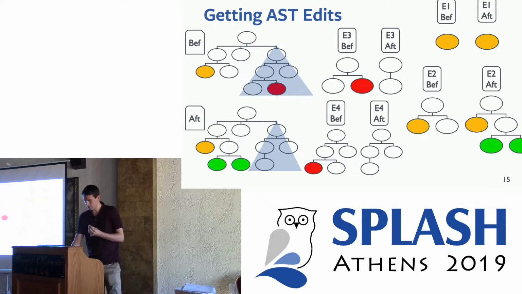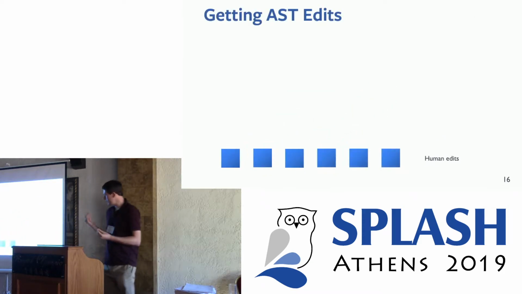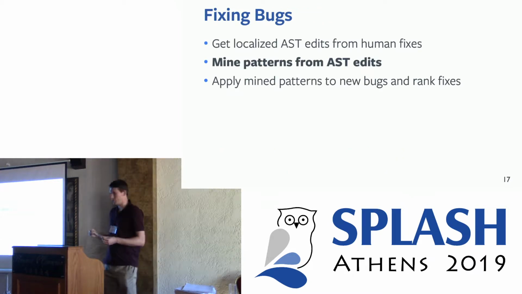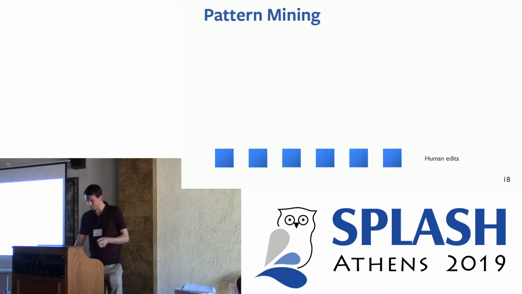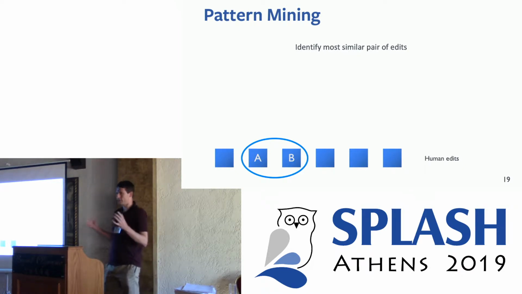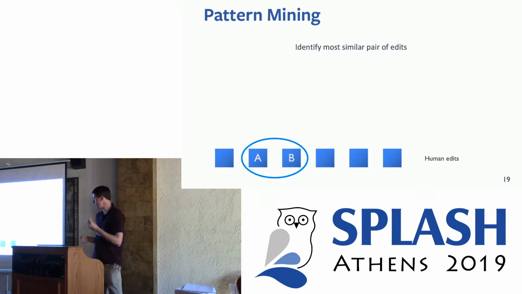And once we do this for all of the edits, we'll get a large set of AST edits. And next up, we'll look for patterns in those AST edits. So the way we're going to do that is we're going to look through all the edits and find the pair of edits which are most similar. Let's say in this case we pick these two edits right here.